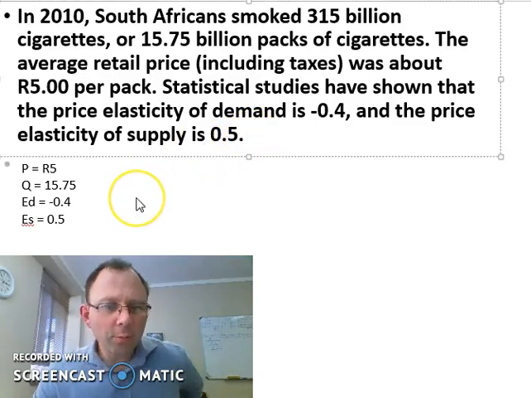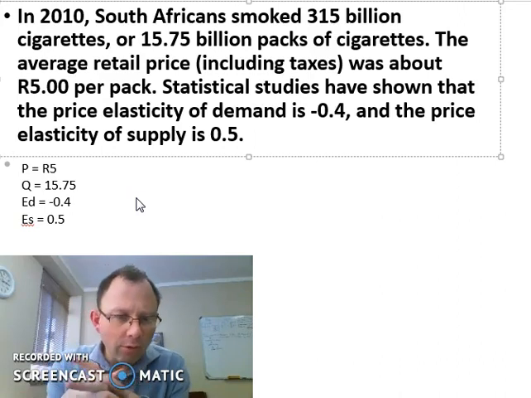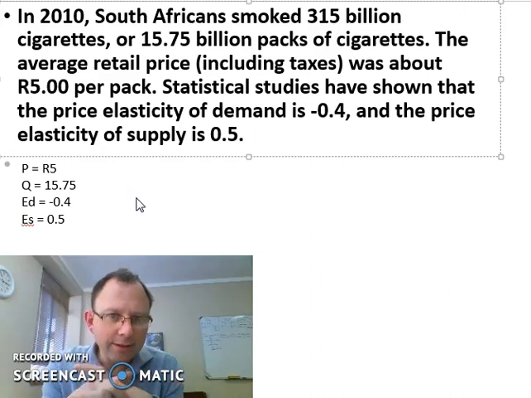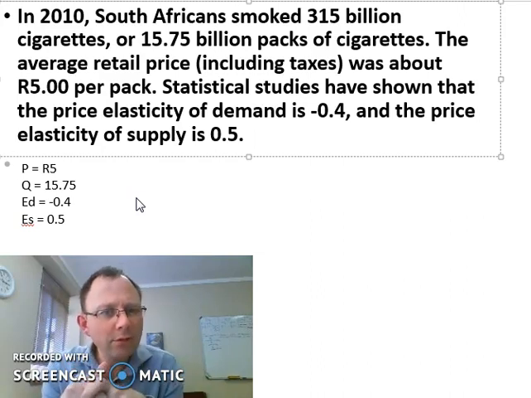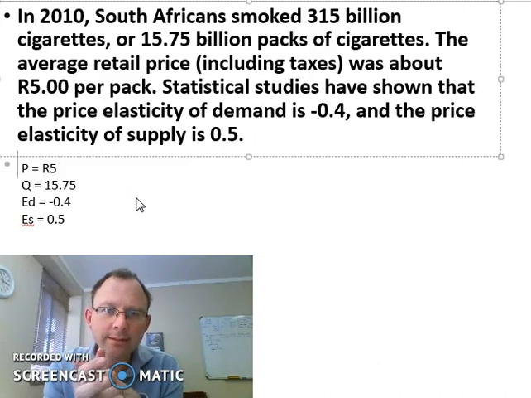So the following example we can use to estimate, or derive rather, the supply and demand curves. So let's look at the example. In 2010, South Africans smoked 300 billion cigarettes or 15.75 billion packs of cigarettes. The average retail price, including taxes, was about 5 Rand per pack.